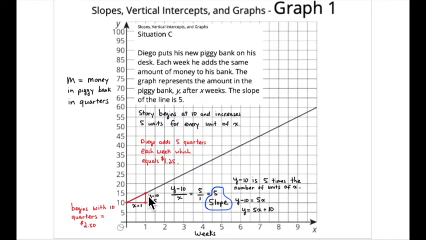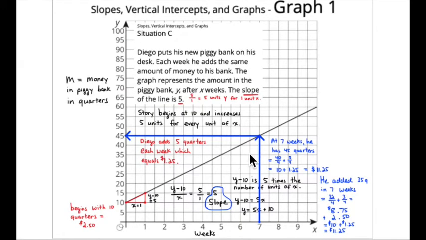But he begins with 10 quarters, so that's $2.50, and then he adds 5 quarters each week. So that's $1.50. So adds 5 more quarters, $1.50. Adds 5 more quarters, $1.50. So each week he adds 5 quarters. Here's the equation once again. So the slope is 5, begins at 10. So this vertical intercept means that he started with 10 quarters in his piggy bank. Adds 5 quarters each week, which equals $1.25.